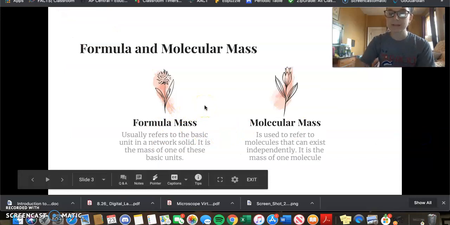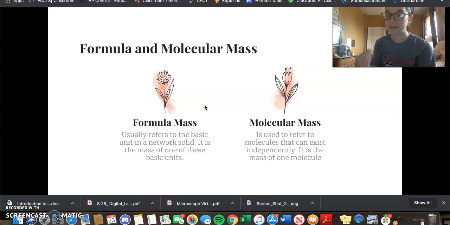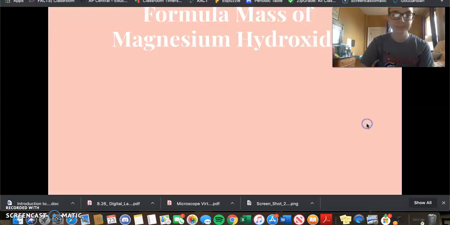Again, formula mass refers to the basic unit in a network solid. It is the mass of one of these basic units, whereas molecular mass is used to refer to molecules that exist independently, and it's the mass of one molecule. So formula units and molecules are similar. It's just that formula units refer to ionic compounds, whereas molecules refer to covalent compounds. The masses are found basically the same way, by adding up the atomic masses of the atoms which make it up. So for example, we can find the formula mass of magnesium hydroxide.